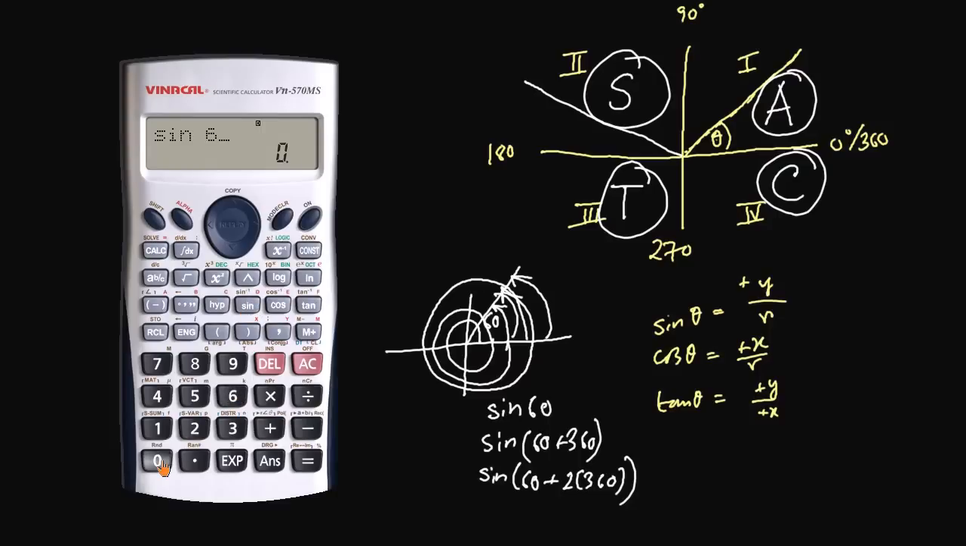So sine 60 is root 3 by 2, 0.866. If we take sine 420, same value, 0.866, root 3 by 2. Then if we have sine of 720 plus 60, which is 780, it has the same value.